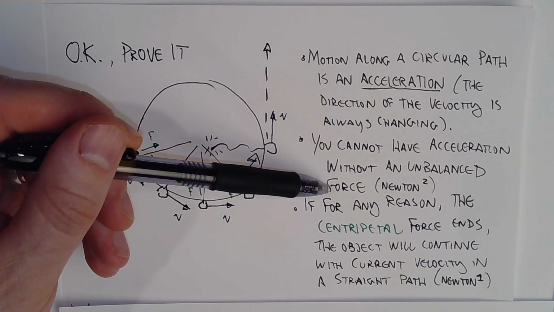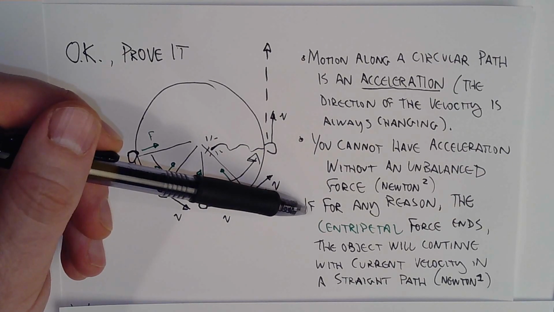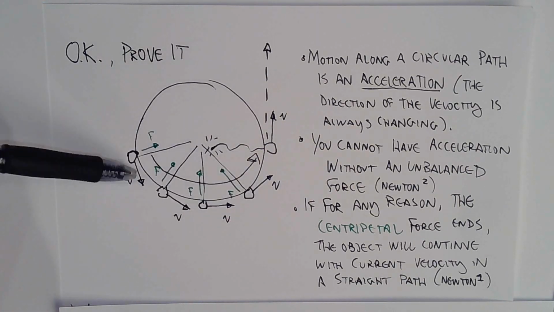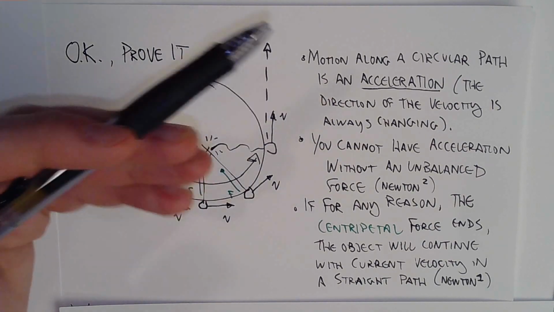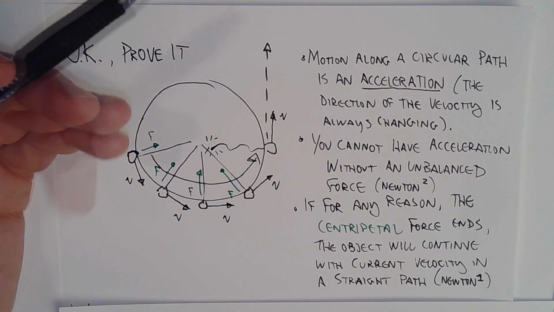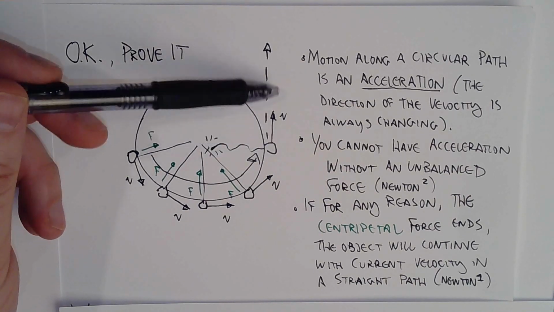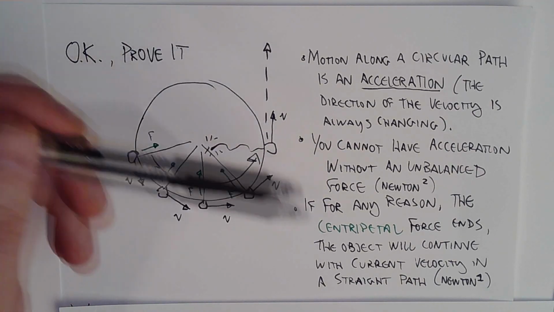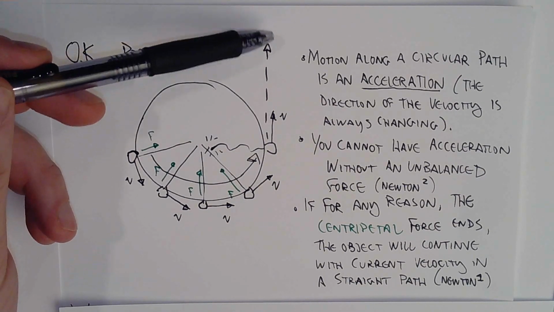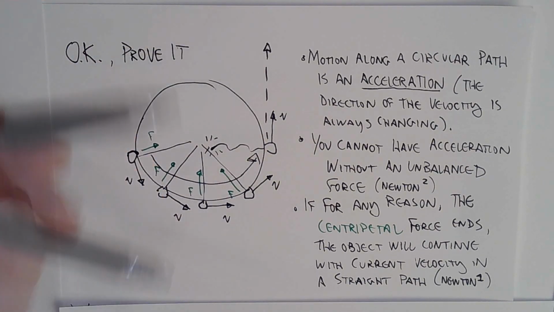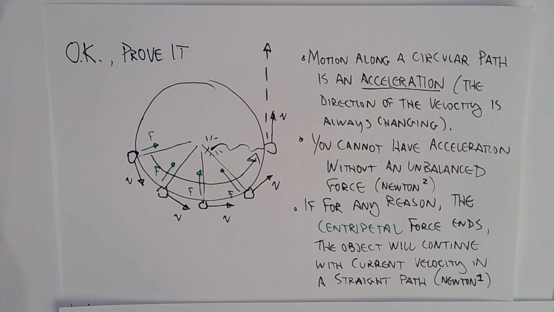And you cannot have acceleration, whether it means speeding up, slowing down, or changing direction, unless you have an unbalanced force. If for any reason this unbalanced force, this force acting towards the center, which we have called the centripetal force, stops or is terminated, the object will continue to move straight with its current velocity. It's not going to fly off radially. It's going to keep going straight. That's its inertia. And again, that's free. That's automatically going to happen.